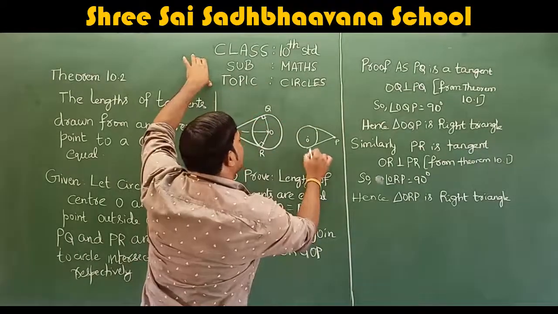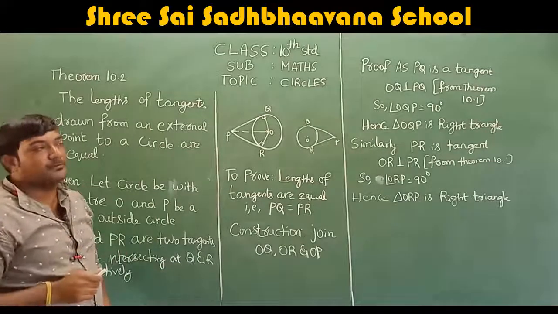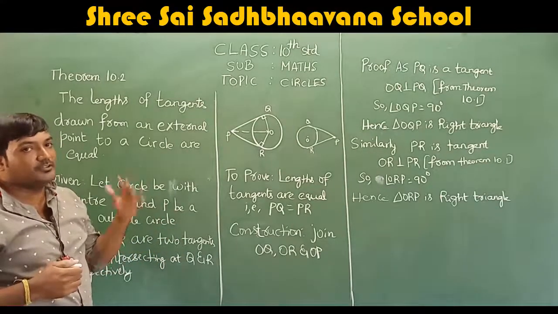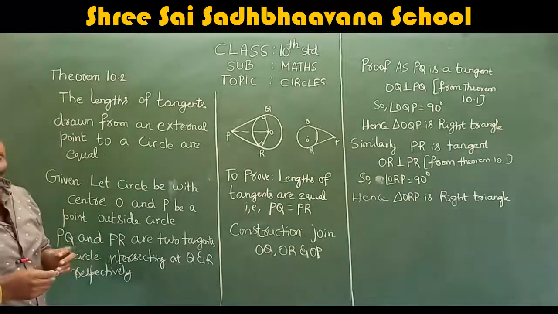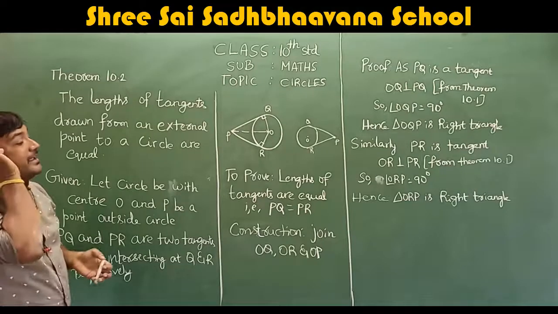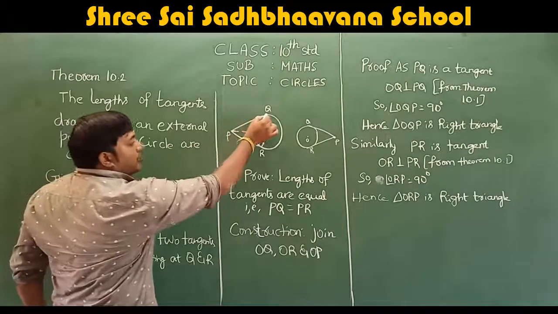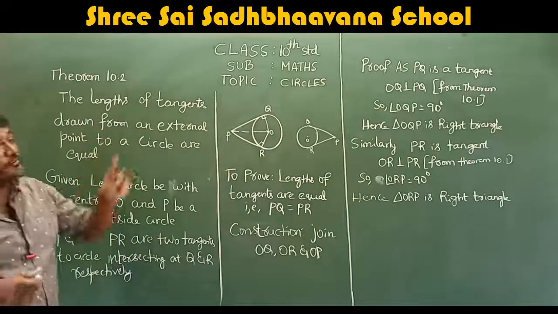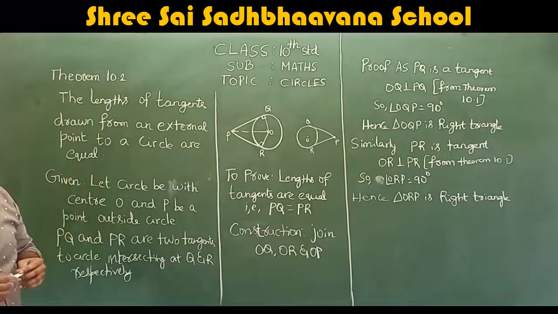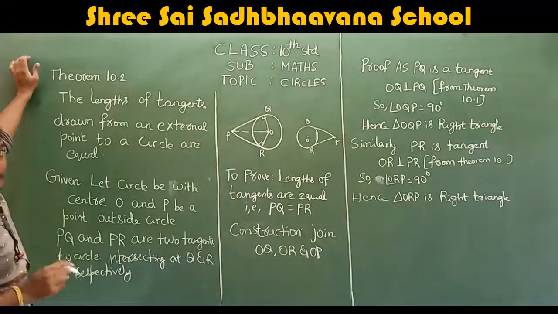What we are going to prove is this: we take these points as R and Q, and the length of PQ and the length of PR should be equal. That is the theorem. If you consider any point outside the circle and draw two tangents from it at two different points, the lengths of those two tangents are equal. Here the circle has center O, and P is a point outside, from which we drew two tangents. Tangents mean there should be a point of contact: here it is Q and here it is R. PQ is one tangent and PR is another tangent. We have to prove that PQ is equal to PR. That is the proof we have to do.